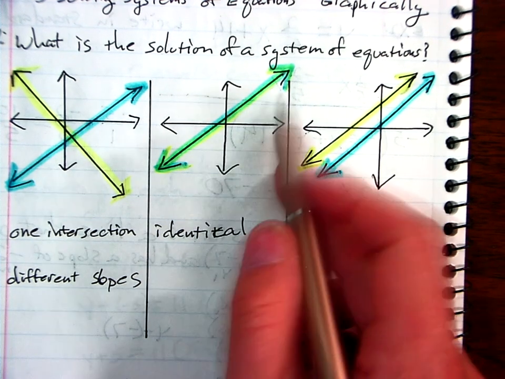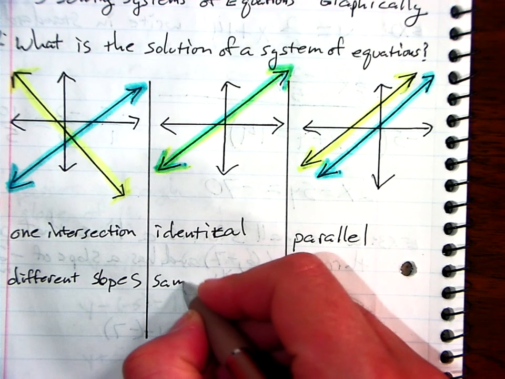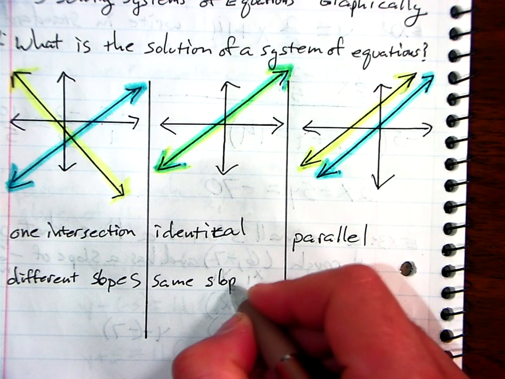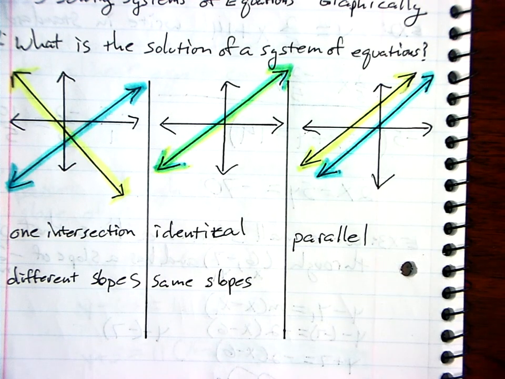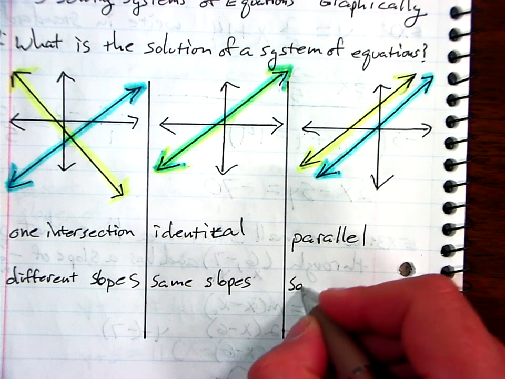What is true of these two? They have the same slopes. Do you need to write out slopes? Is there an abbreviation for slope? M. So if you want to use the abbreviation, go ahead. And this one, obviously, parallel lines have the same slope.